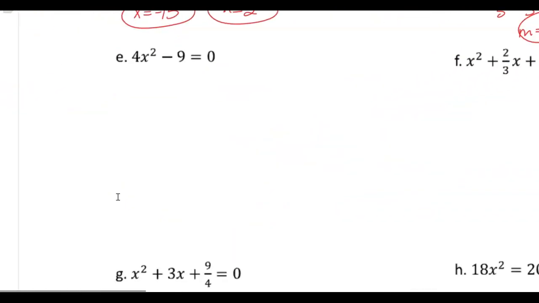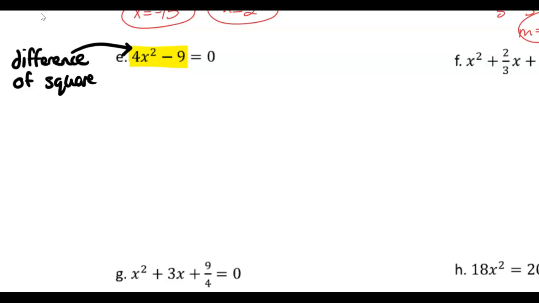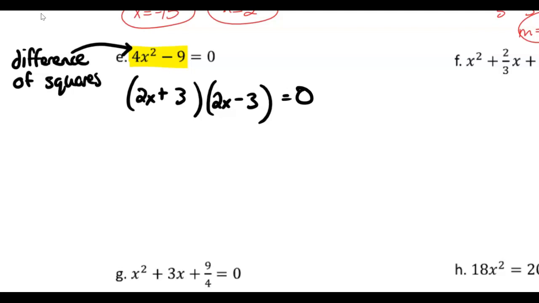Okay, on E, it's already equal to 0, so we are ready to factor. This is the easy kind of factoring. If you recognize this, there's a binomial, two terms, and it's subtracting, and you can square root both things. So remember, this is called difference of squares. So you square root the 4x squared, you get 2x. You square root the 9, you get a 3. One's plus, one's minus.